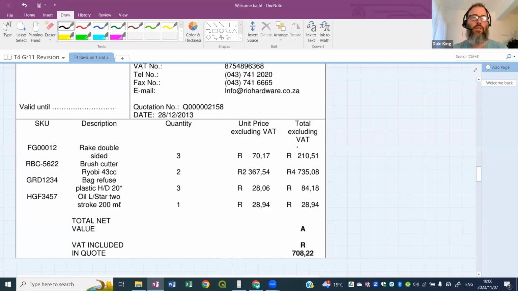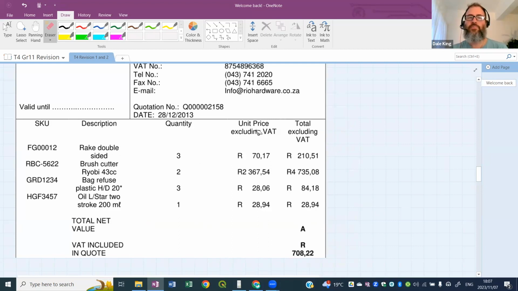All right. So this is what a basic quotation looks like. At the bottom, we have total net value. All right. That'll be all these items added up. And please note over here in this quotation, it's excluding VAT. And then at the bottom, they will tell you how much VAT you're going to pay. And obviously, we've got a letter A here, which means they're going to ask us something about that. All right, so you add up all these values to get a total. Then they work out the VAT for you, and they tell you at the bottom here how much VAT you're going to pay on all these items.